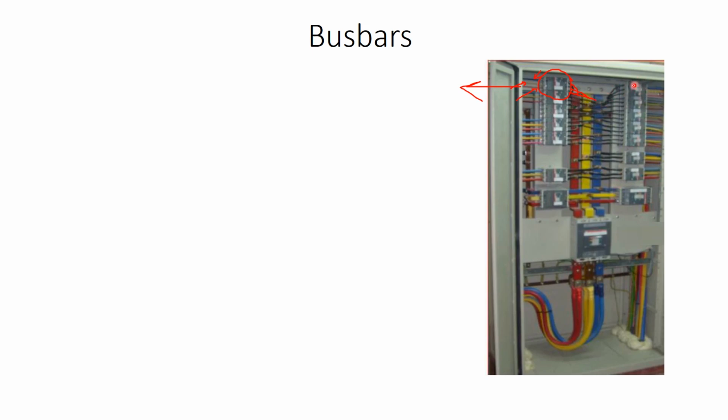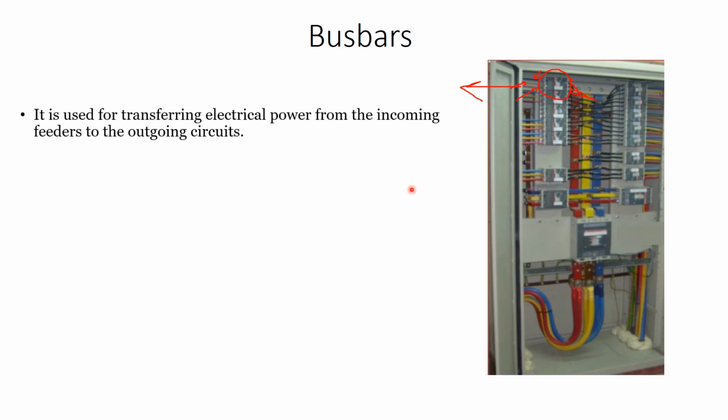Each circuit breaker, if it is a 3 phase for example, will take from red, yellow, blue. This one for example, as you can see here, 3 cables, one from blue, one from yellow, one from red, and so on. Okay, so the bus bars are used for transferring electrical power from the incoming feeders to the outgoing circuits, as you can see here.